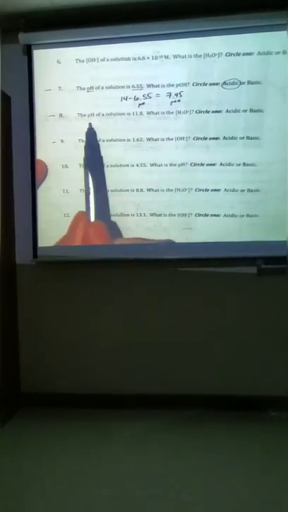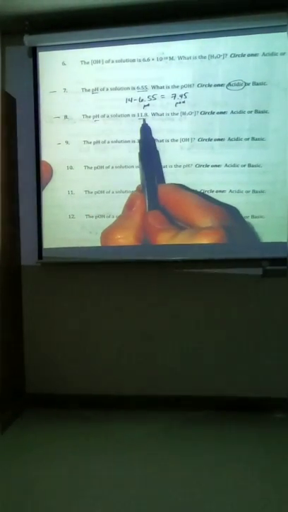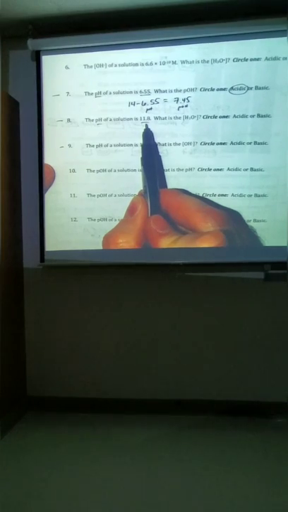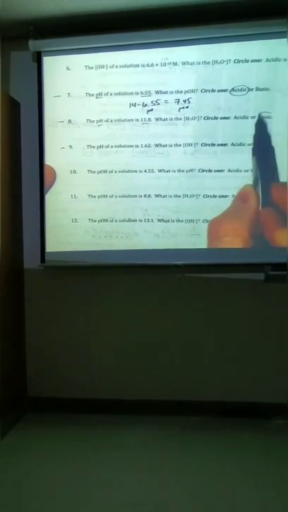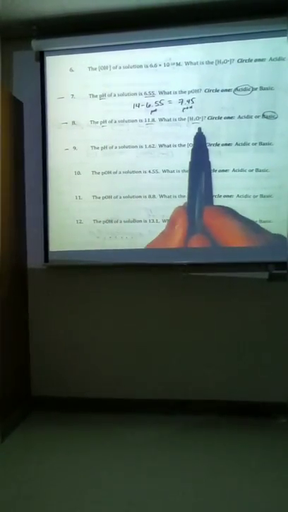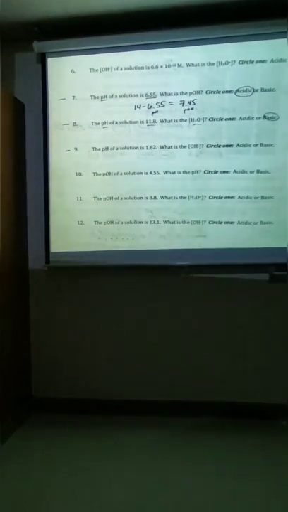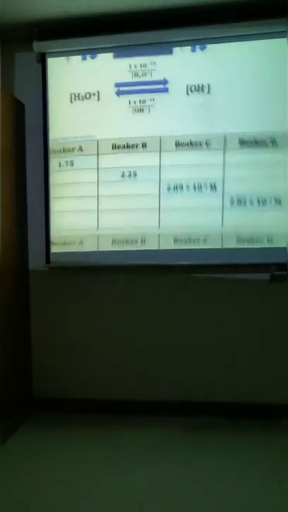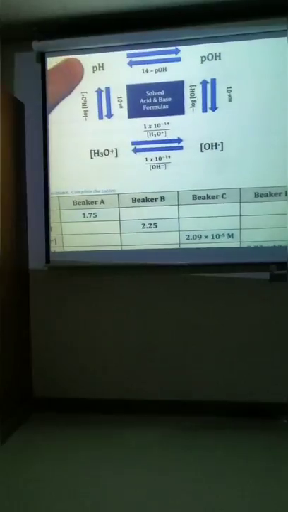Let's try 2 more. The pH is 11.8, so we have this acid definition. 11.8 should tell us already that this is much, much higher than 7, so that's basic. They want hydronium, which is acid concentration. That's going to be pretty small because, again, it's basic. So let's look at our chart. We have pH. We want H3O plus.